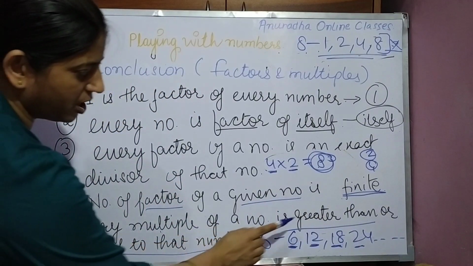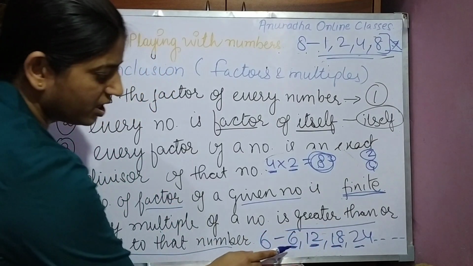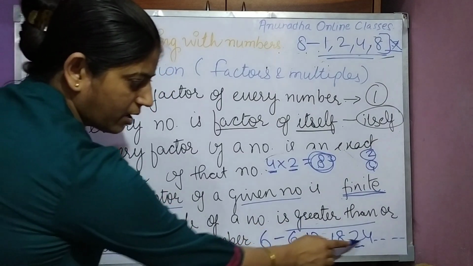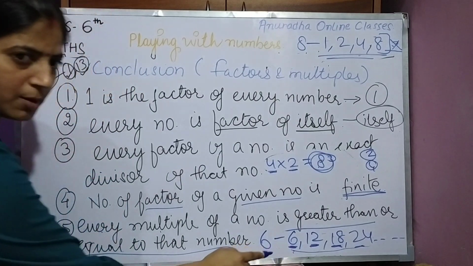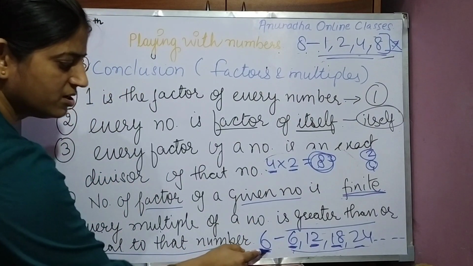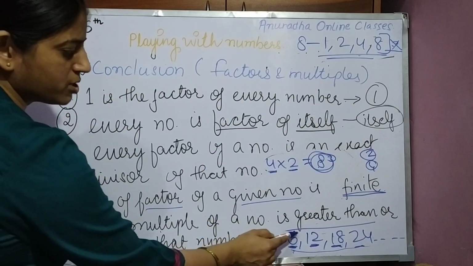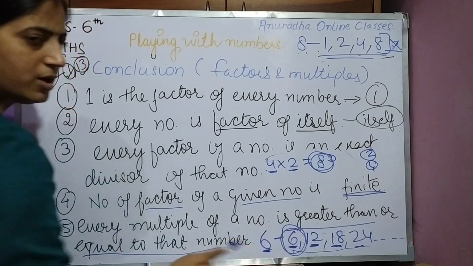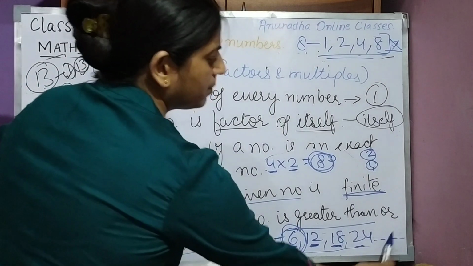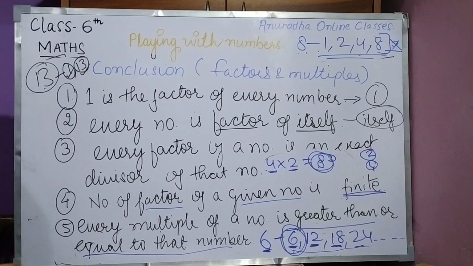Every multiple of a number is greater than. ये जो numbers होंगे means all the multiples are greater than what? 6 or equal to 6. See, the first multiple is equal to 6 and the other multiples are more than 6. Right? So, till 5 points it is clear to you. Now come to the next.